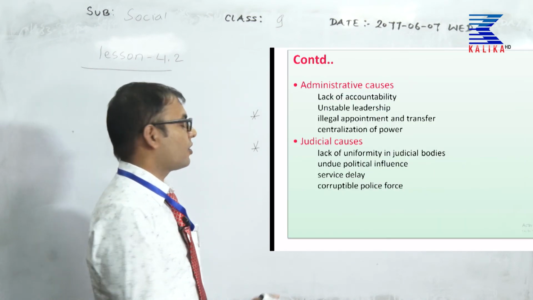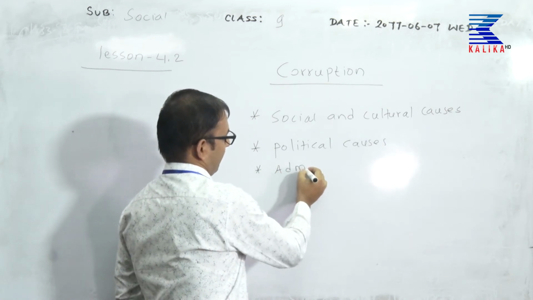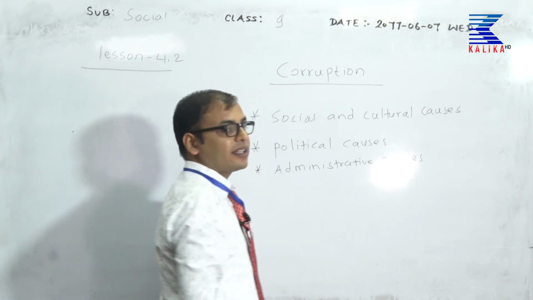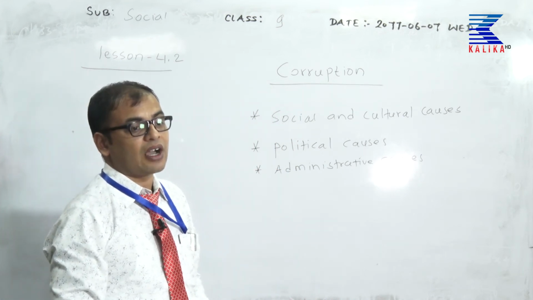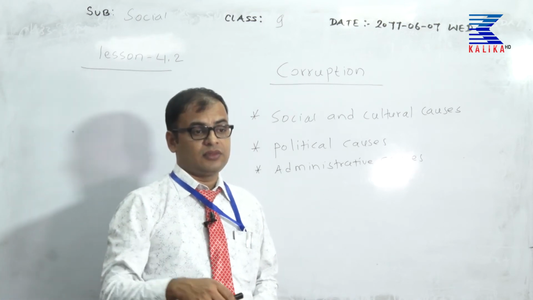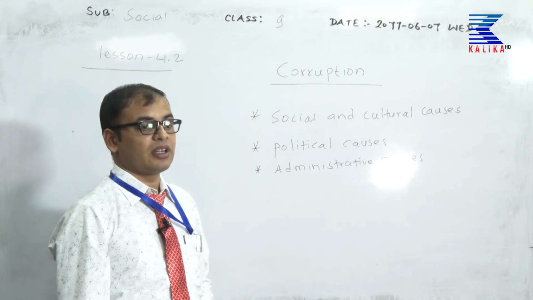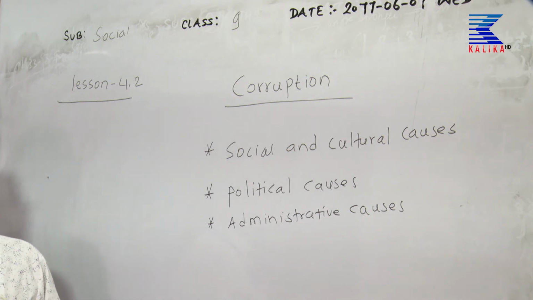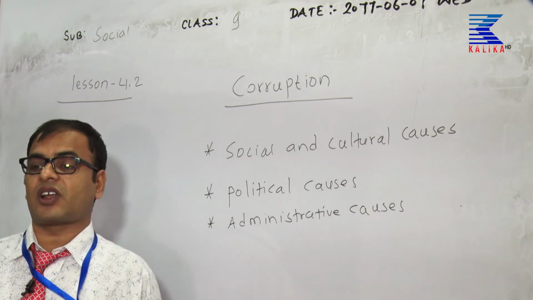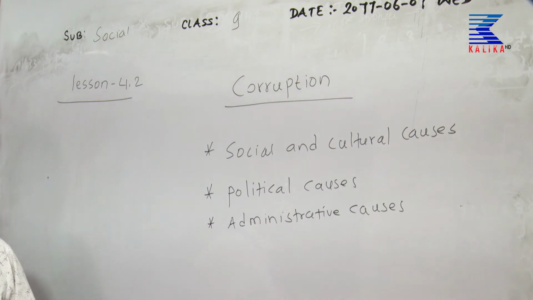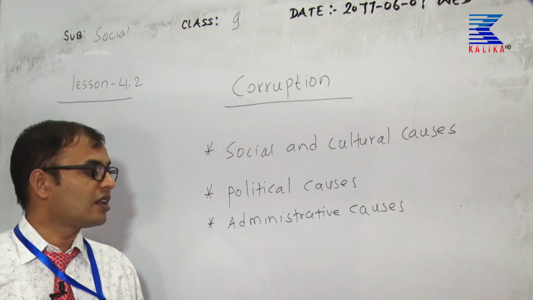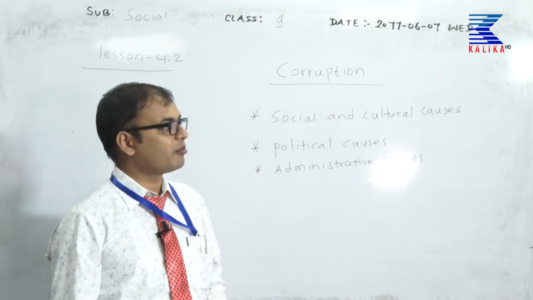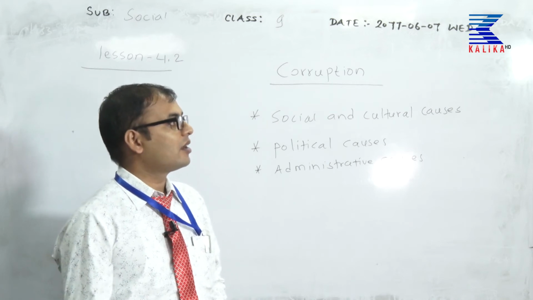Now, let us go to the next cause, administrative causes. Inside the administrative causes comes the lack of accountability of the workers or the leaders. Similarly, unstable leadership, meaning the leaders are frequently changed. When leaders frequently change, that also causes corruption. Another is illegal appointment and transfer of civil workers, which also causes corruption. The next is centralization of power: if power is not decentralized properly in different bodies, corruption can occur.